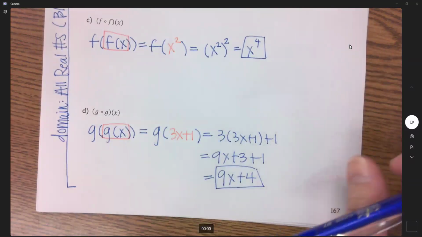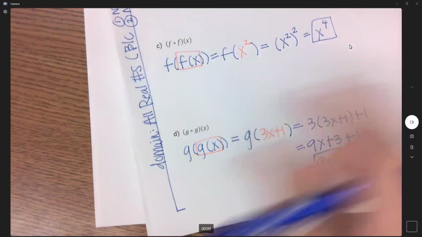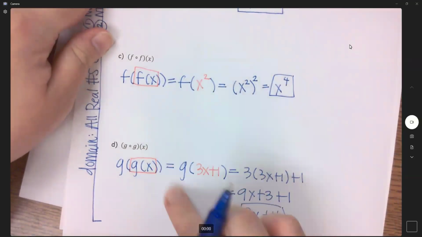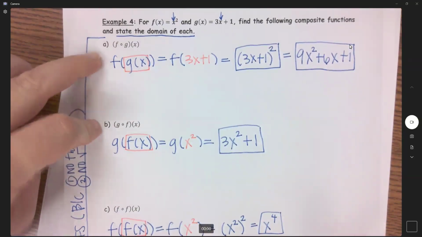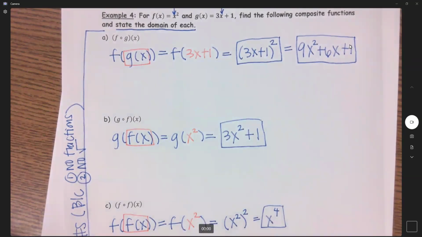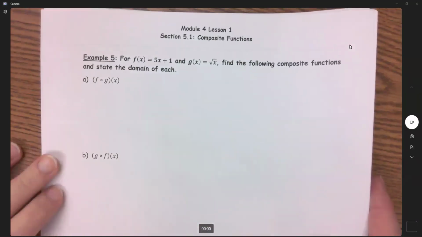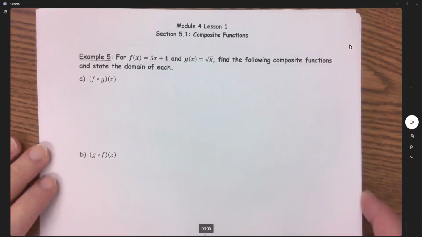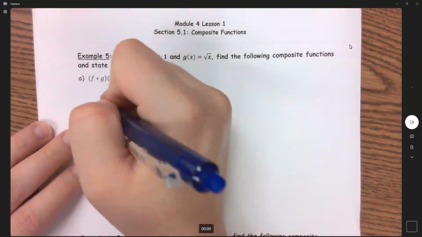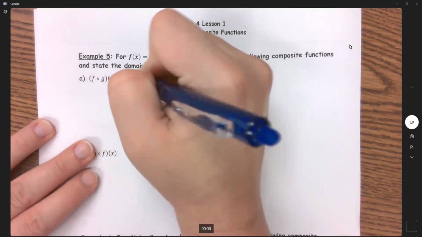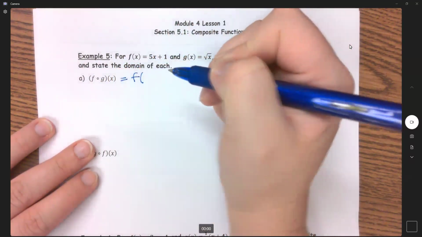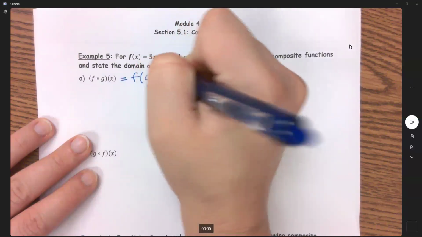Let's continue on to the next page because we're asked the same questions, but instead of the composites within the same thing, we have just these 2 right here. Got my piece of paper. Okay. So example 5 says for f of x and g of x, find the following composite functions and state the domain.